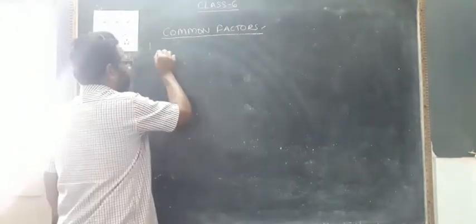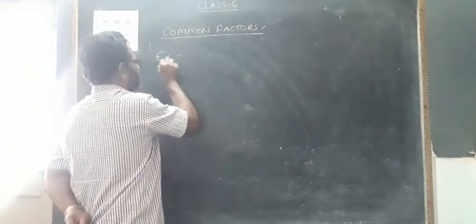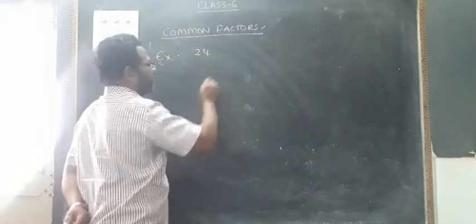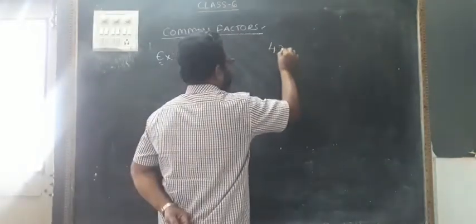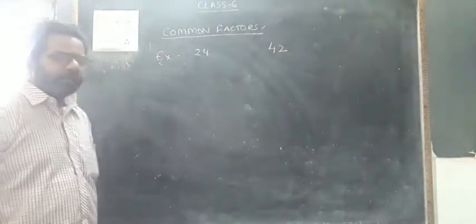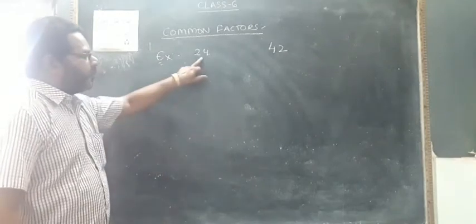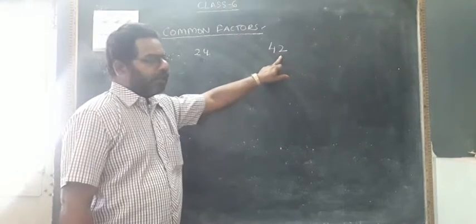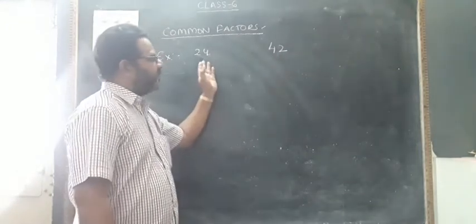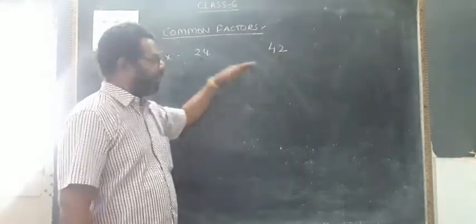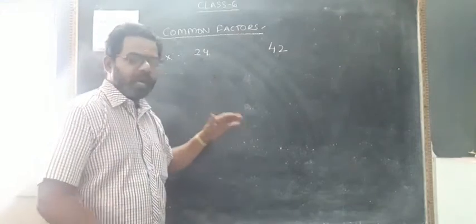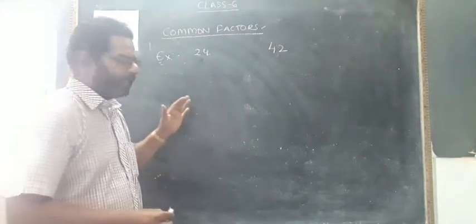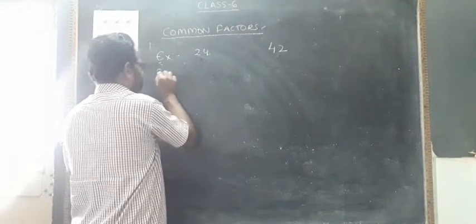Suppose here I have taken an example, 24 and 42. Two numbers I have taken. So I want to find out the factors of 24 and 42. In the factors of this one and the factors of that one, we can compare what the common factors or the common numbers are, and those we can write. So factors of 24.